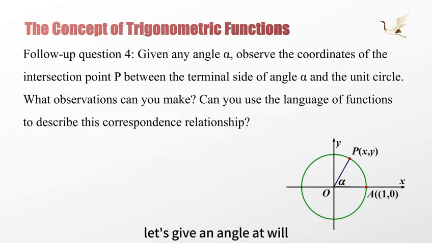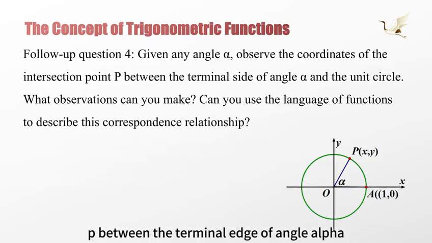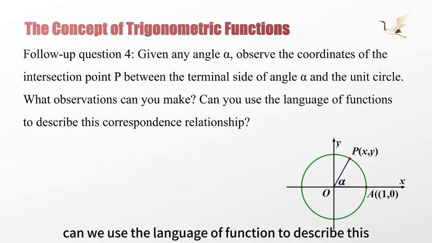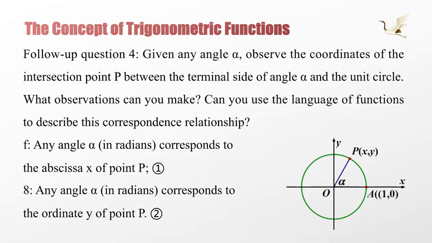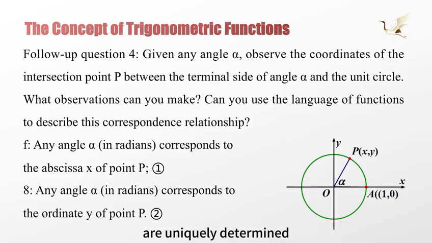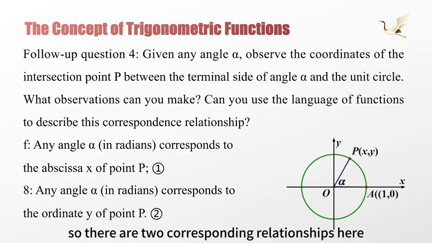Let's give an angle at will. Let's observe the coordinates of the intersection P between the terminal edge of angle alpha and the unit circle. What will you find? Can we use the language of function to describe this correspondence? For any angle alpha, the abscissa and ordinate x, y of the intersection P between its terminal edge and the unit circle are uniquely determined. So there are two corresponding relationships here.